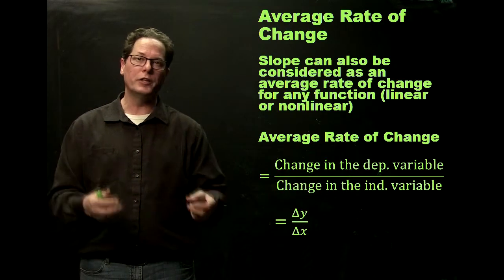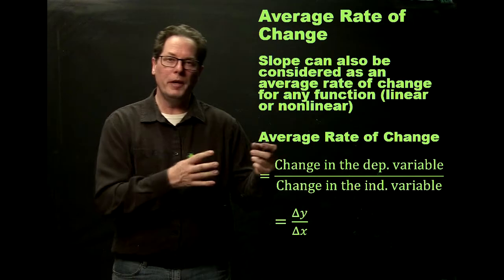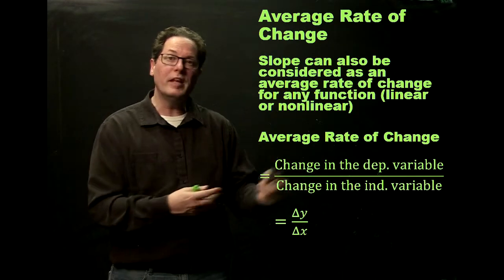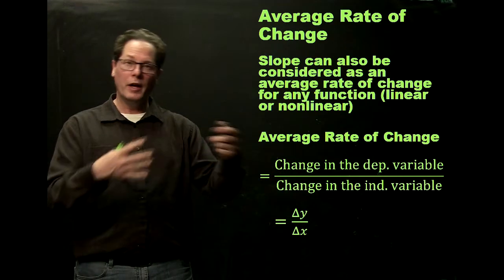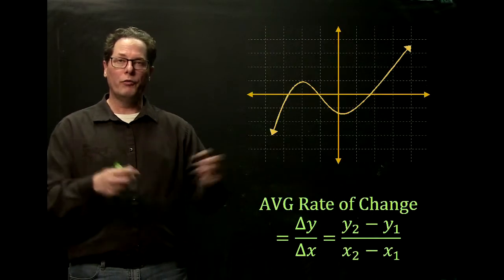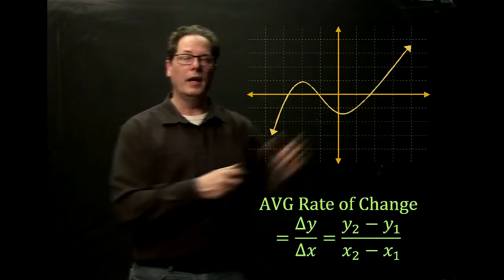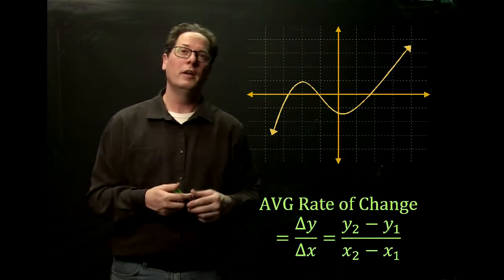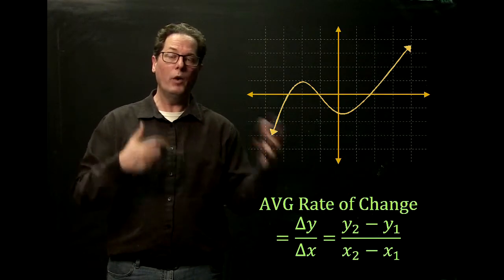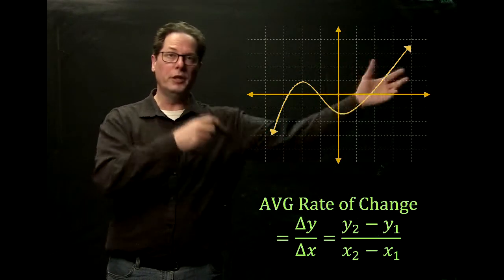Well, the slope of a nonlinear function, that doesn't quite make sense, because a nonlinear function is going to have lots of different slopes. So for instance, if you look at this graph right here, this is not a line. And so what is the slope of this line? Well, it doesn't have one slope. It has a bunch of different slopes.